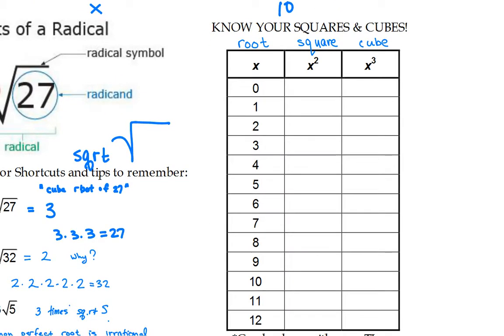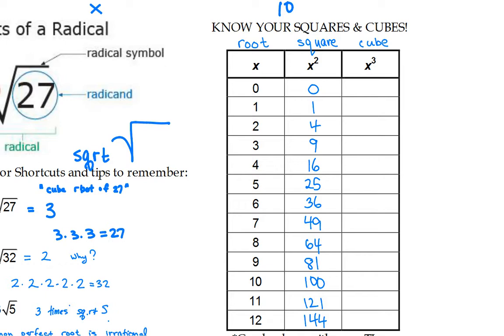0 times 0 is? 1 times 1 is? 2 times 2 is? 3 times 3 is? 4 times 4 is? And so on. And this list could go on forever, but we'll stop at 12, just like most times tables stop at 12. Just an arbitrary choice. Let's jump to the cubes.